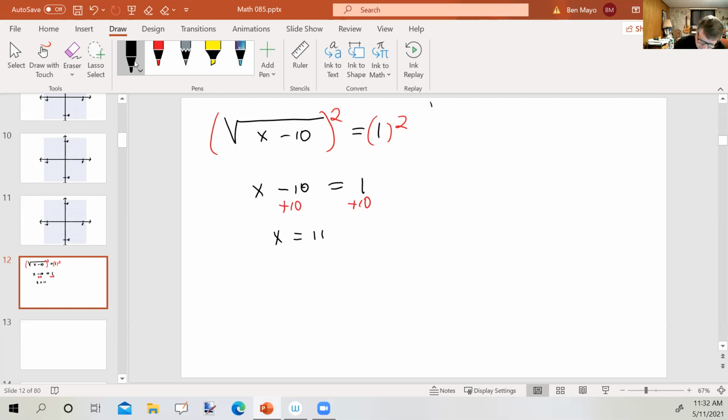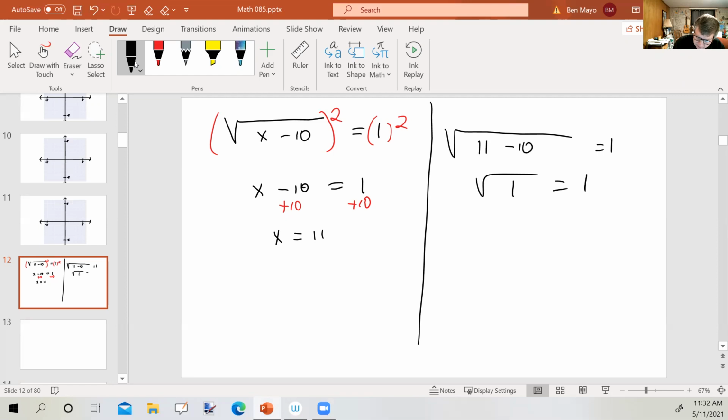If x is 11, we get the following. The square root of 11 minus 10 equals 1. 11 minus 10 is 1. The square root of 1 is 1. 1 equals 1. So x equals 11 is a correct solution.